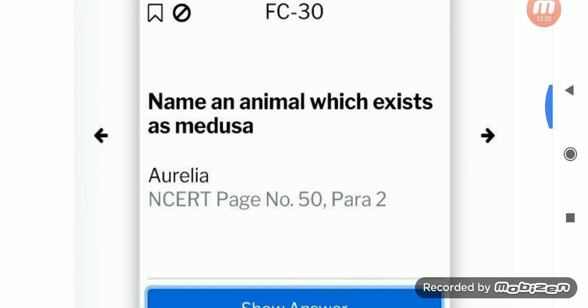Name an animal which exists as Medusa. Aurelia.